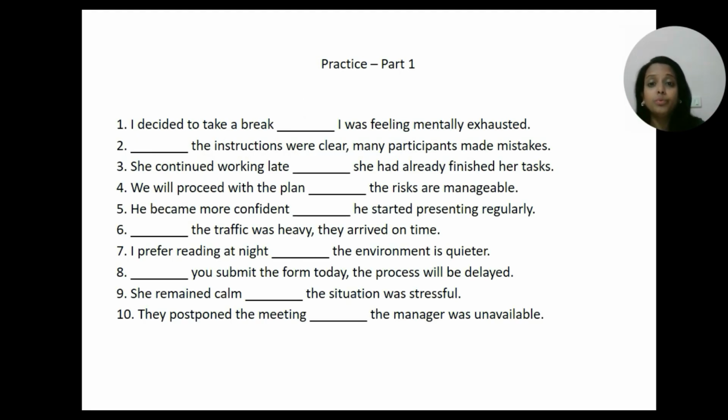So here is the practice time. Now you can pause the video and try to read the practice questions by yourself and then you can answer it. Okay? I decided to take a break, dash, I was feeling mentally exhausted. What should come here? Which complex word do we have to use in the blanks? Dash, the instructions were clear. Many participants made mistakes. She continued working late. Dash, she had already finished a task. We will proceed with the plan. Dash, the risks are manageable. He became more confident. Dash, he started presenting regularly.